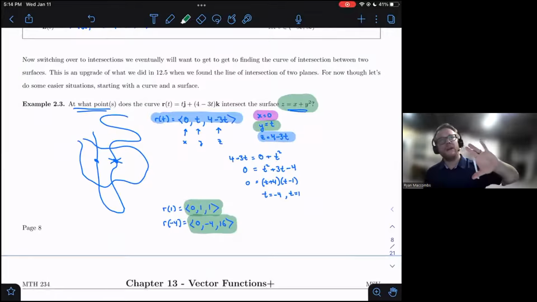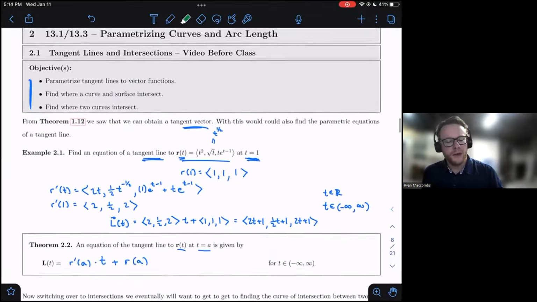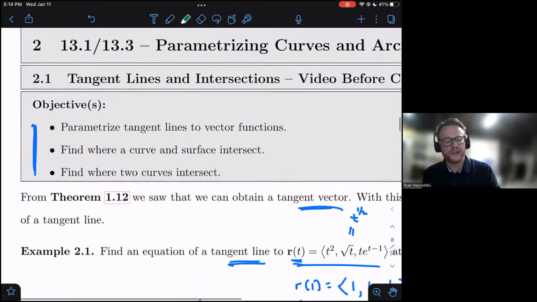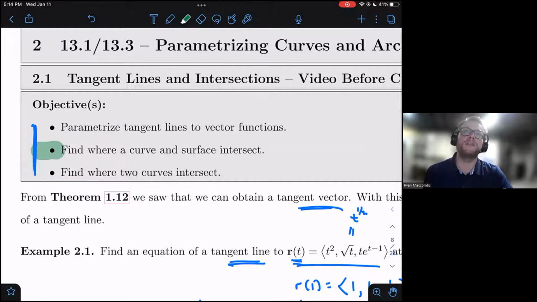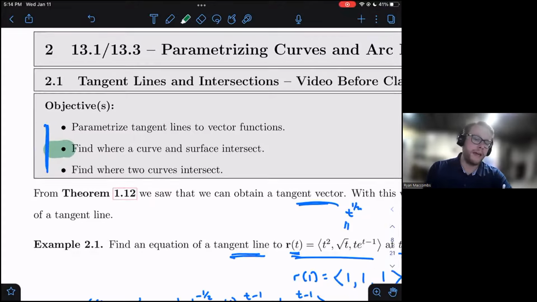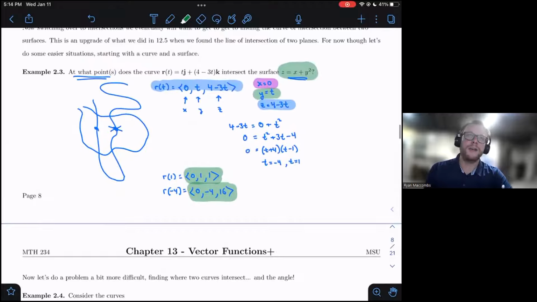All right, well, so that's how we can deal with a curve and a surface. Basically, it's just setting it up, plugging in those curve equations into your surface equations, and then solving for t. And then if you need to, you can go ahead and plug those back into our curve equation to get a set of points, an x, y, z triplet.